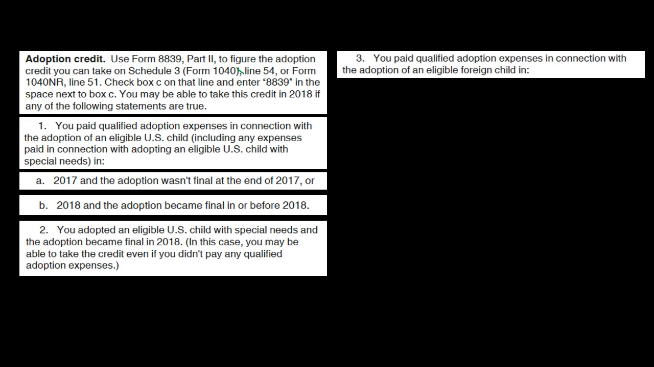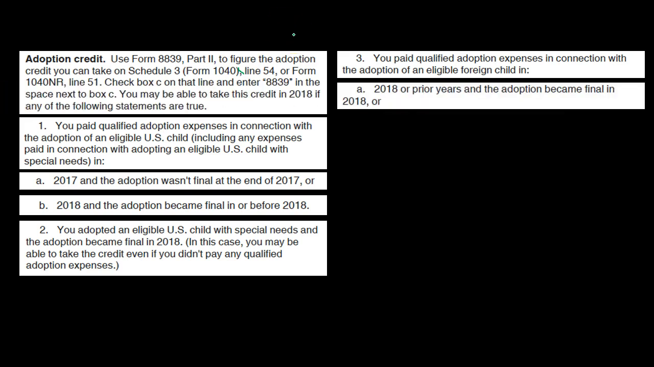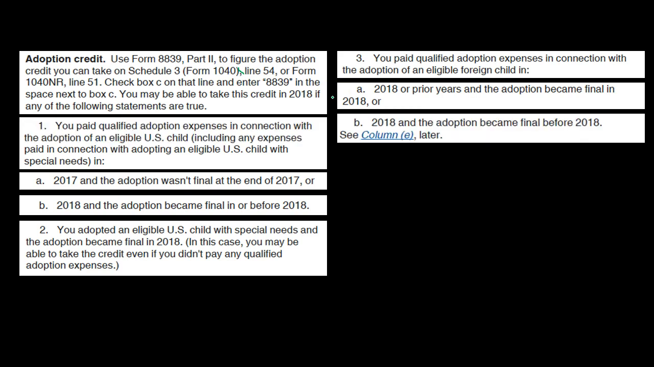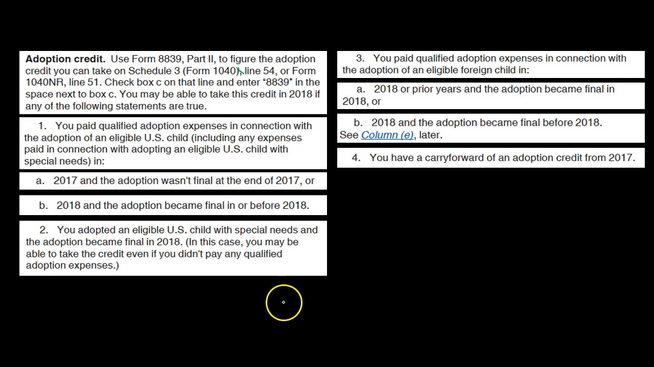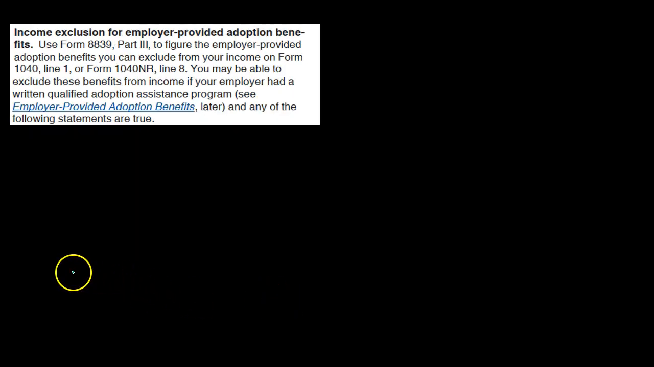Number 3, you paid qualified adoption expenses in connection with the adoption of an eligible foreign child in A. 2018 or prior years and the adoption became final in 2018. So note the key point here is usually when it becomes final, when everything becomes final, that would be the point in time we'd have it. B. 2018, the adoption became final before 2018. Number 4, you have a carry forward of an adoption credit from 2017. So we have a carry forward of the credit from 2017.